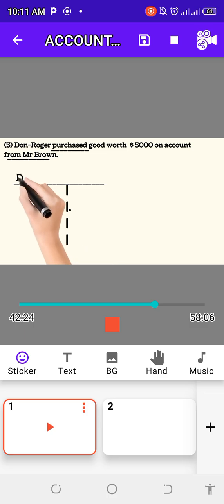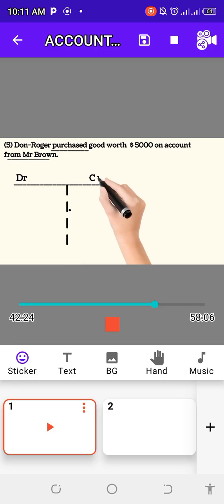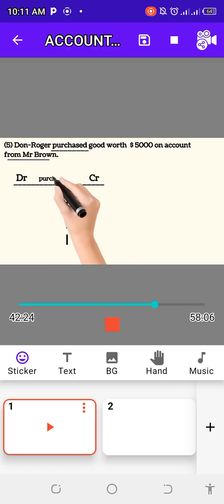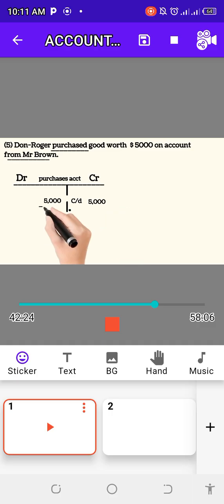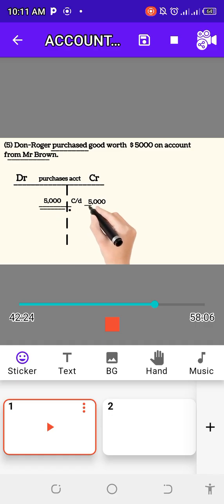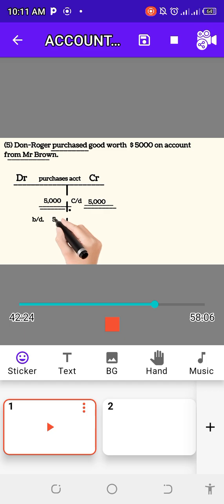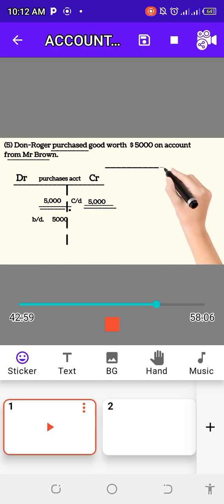The creditor. So let us first of all open the purchases account. Goods, 5,000 naira. Carry down 5,000 naira. Yes, we purchase goods. We balance off. We rule off. Then the balance brought down, 5,000.